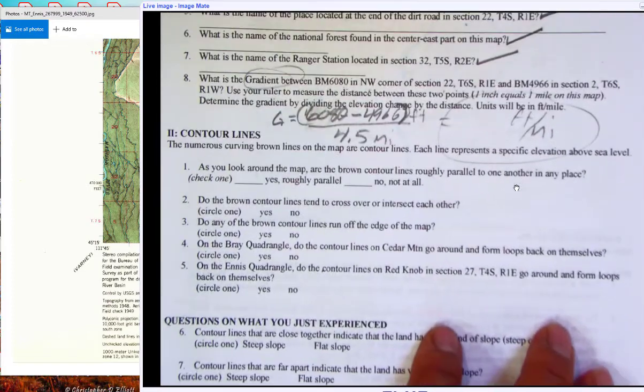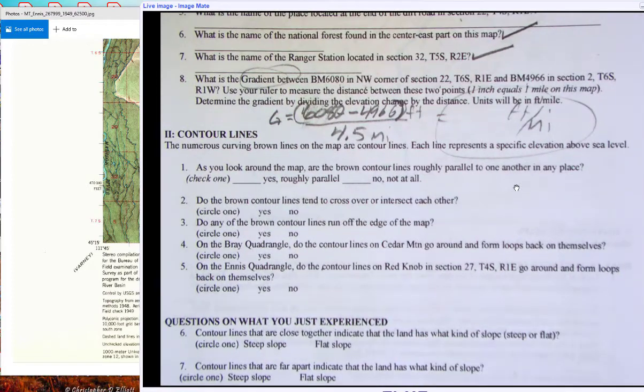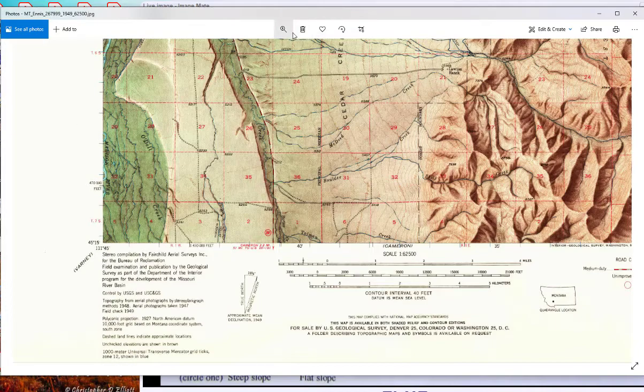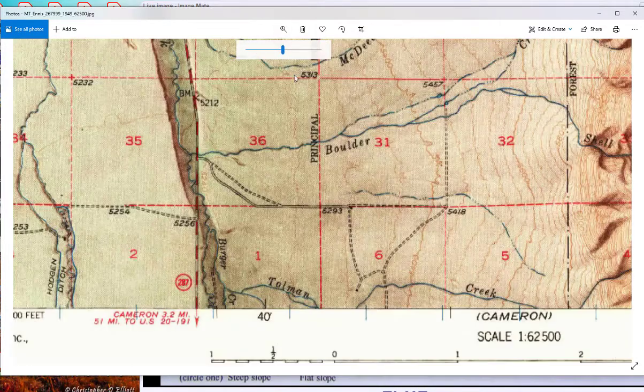Now the next section deals with contour lines. They're brown. In fact, we'll zoom in there a little bit more so you can see them more clearly. So these brown contour lines, right? And you can see the little rule of V's. See when it crosses the stream valley there? See the rule of V?